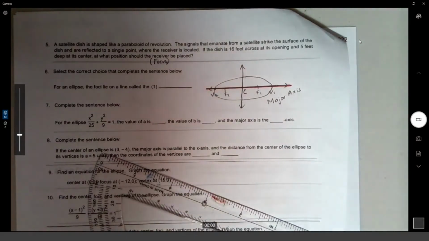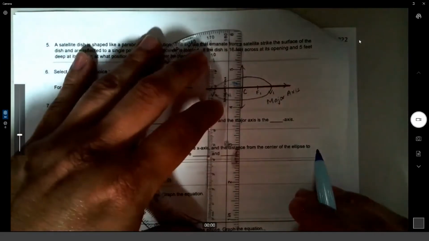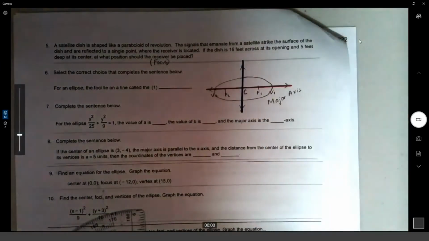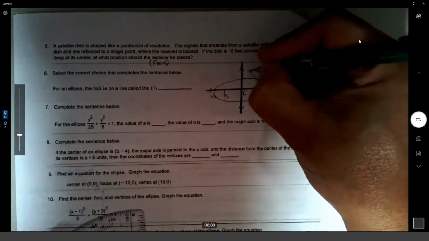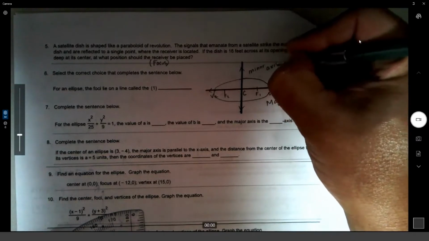The line that is perpendicular to the major axis and passes through the center, which in this case is that right there, is called the minor axis.